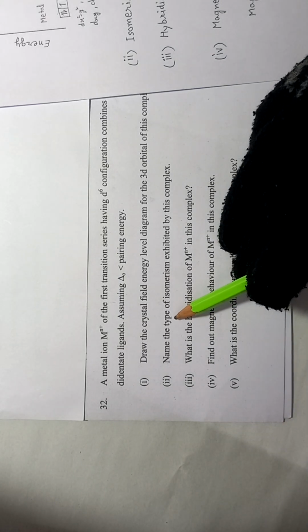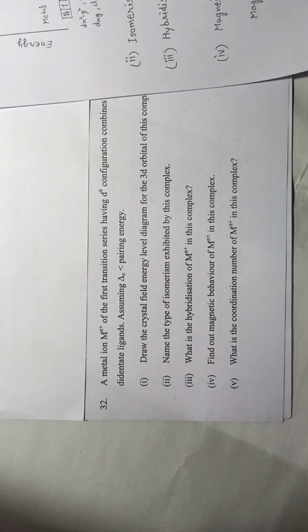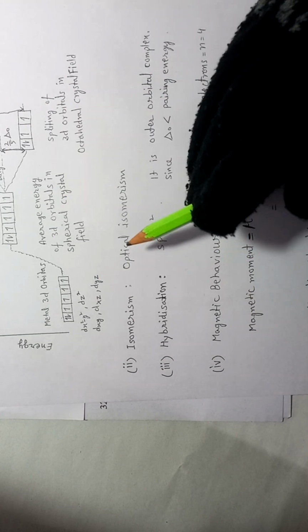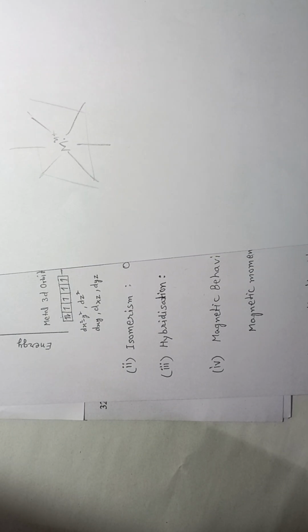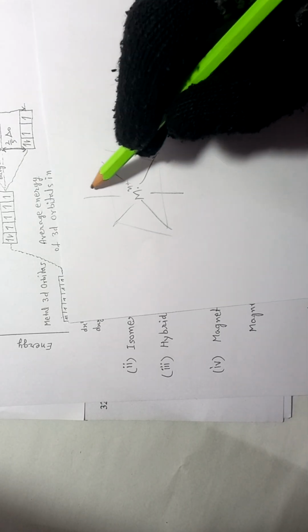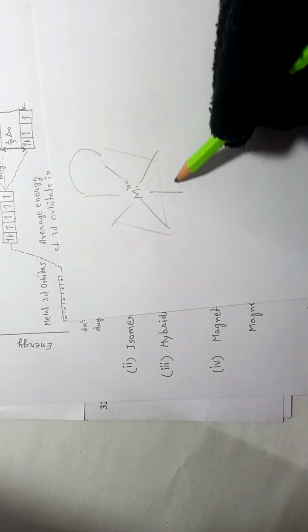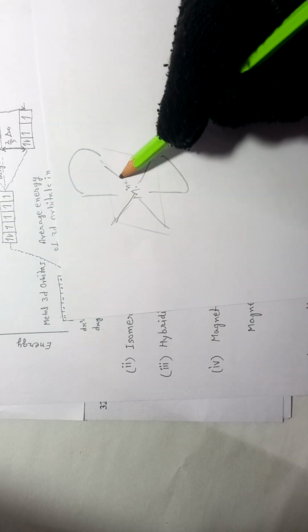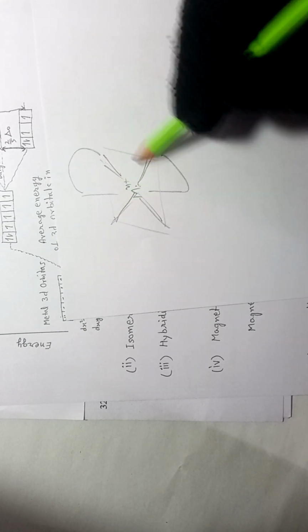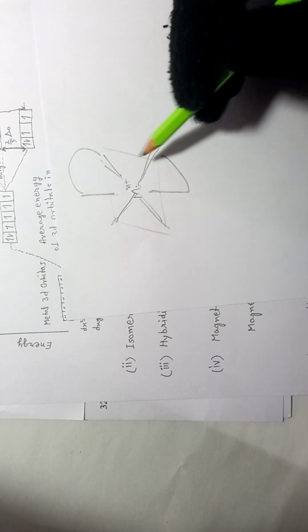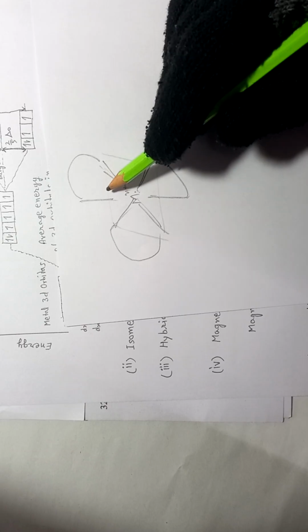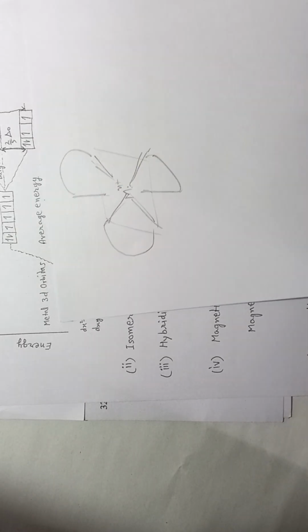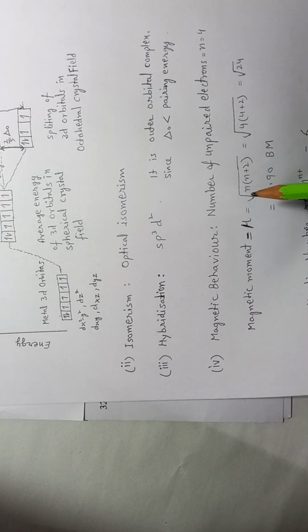Next question is, name the type of isomerism exhibited by this complex. This complex will show optical isomerism because it has 3 didentate ligands. The structure is not to be drawn as part of the answer, but the structure would be like this. This is a didentate ligand, one here, one here. These are 4 bonds, 1, 2, 3, 4, an octahedral complex. These are in one plane, and this is above and this is below the plane. So this and this show optical isomerism. So the isomerism is optical.